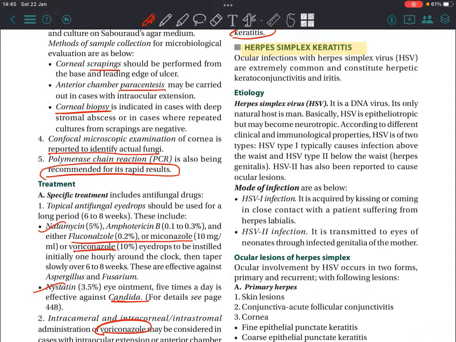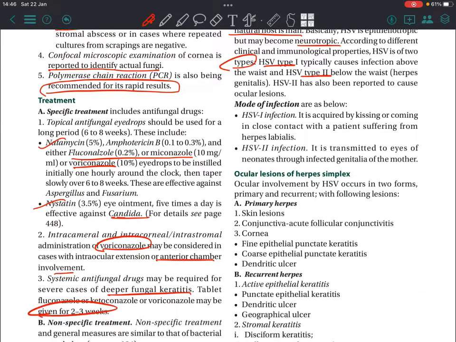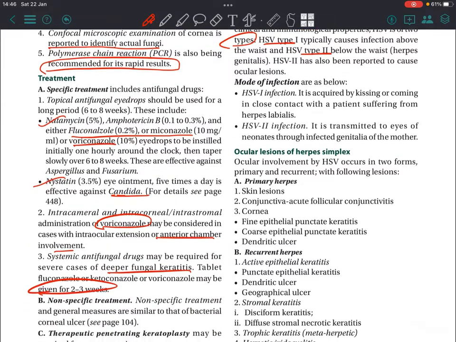Ocular infections with herpes simplex virus are extremely common and include herpetic conjunctivitis and iritis. Herpes simplex virus is a DNA virus. Its only natural host is man. Basically, HSV is epitheliotropic but may become neurotropic. According to different clinical and immunological properties, HSV is of two types: HSV1 and HSV2. HSV2 has also been reported to cause ocular lesions.